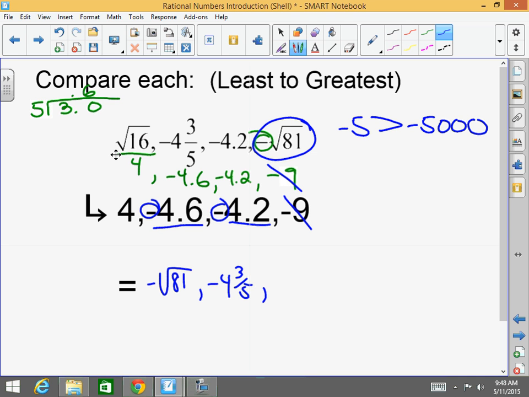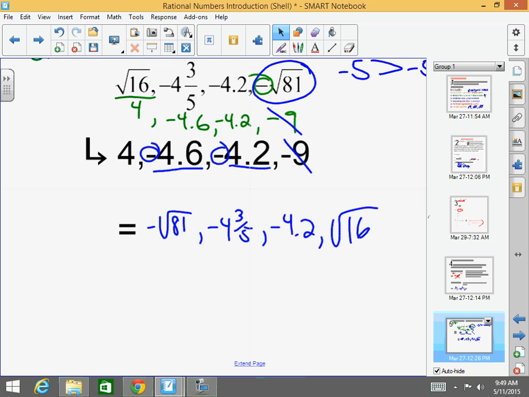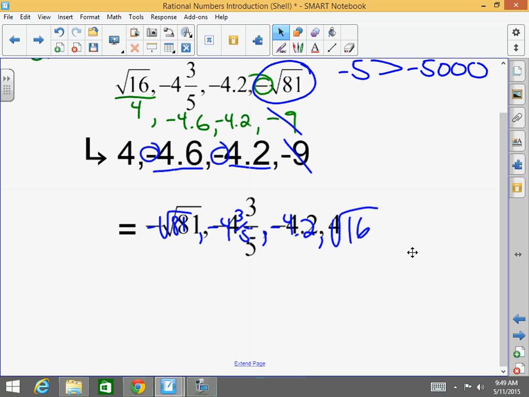Okay, let's continue. Who's next after this? Negative 4.2, very good. And last but not least, 4, which is actually the square root of 16. Okay? Very important for us to know these things, guys. Any questions at all here?